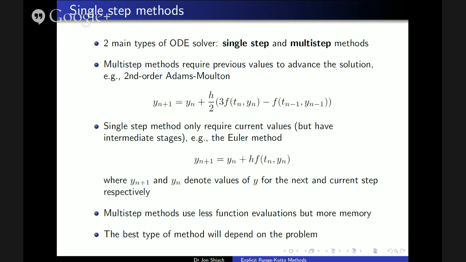Multi-step methods remember what the values of y were in all the previous steps, and we use them to advance the solution of y. Single-step methods only require the current values. In order to advance the solution, a single-step method just requires the current values of t and y. The simplest single-step method is the Euler method: the next value of y is the current value of y plus some function of the current values. Runge-Kutta methods fall into this single-step category. We only need the current values of y in order to calculate the next value.